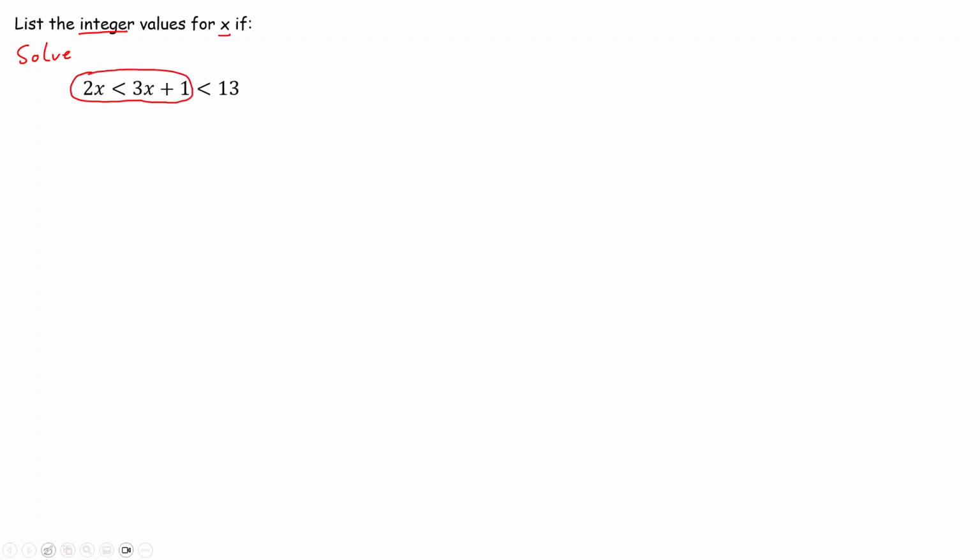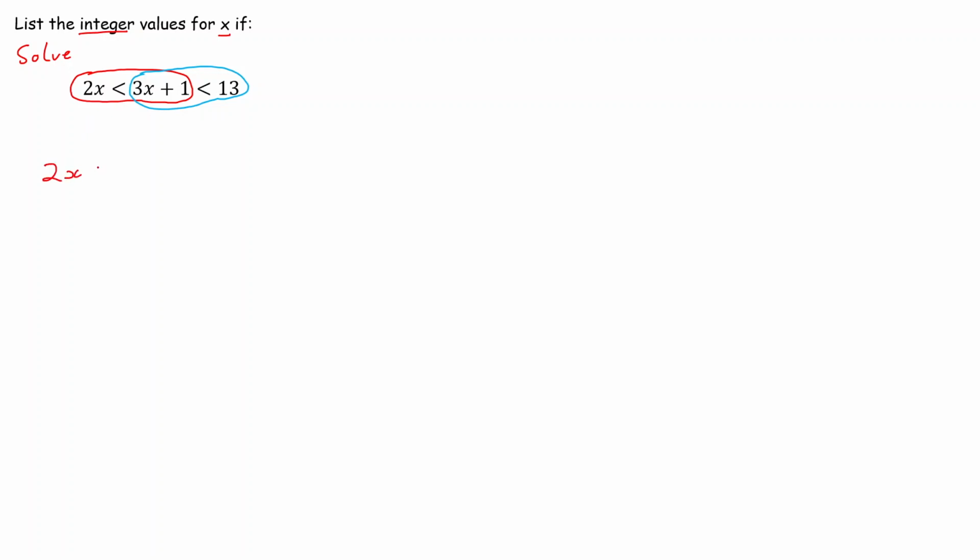Okay, and then let's use a different color and go and solve this inequality. So very similar, but this time the middle part with the right part separately. So you'll get two separate inequalities, and then from that you can list your integer values. So let's begin with the red one. So here we're solving now.